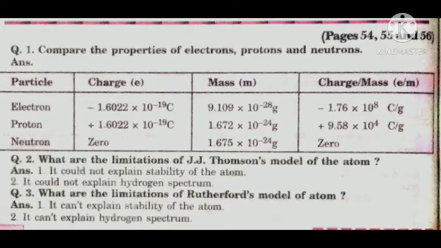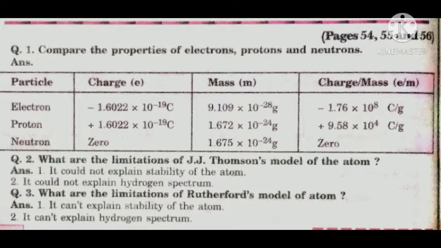Proton: plus 1.6022 into 10 power minus 19 C. Mass 1.672 into 10 power minus 24 g. Charge per mass plus 9.58 into 10 power 4 Coulomb per gram. Neutron: 0 charge, mass 1.675 into 10 power minus 24 g. Charge per mass 0.